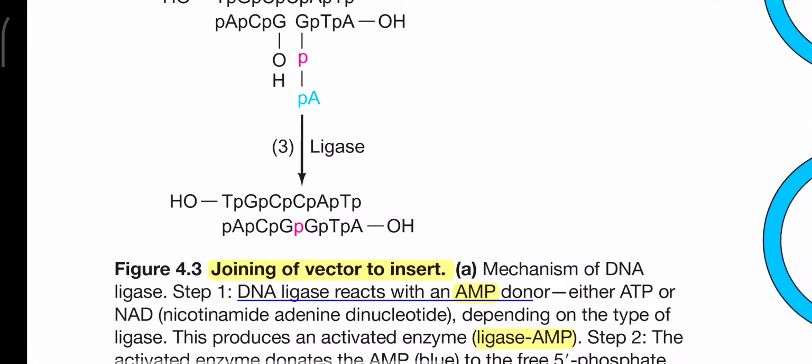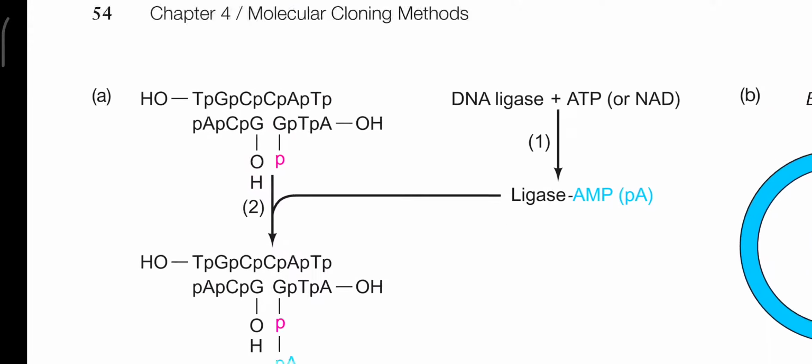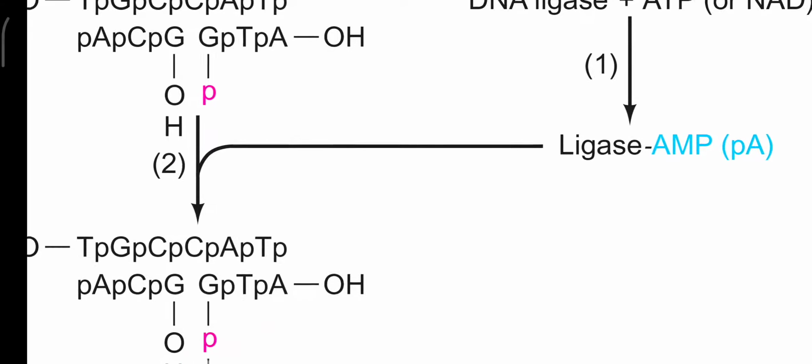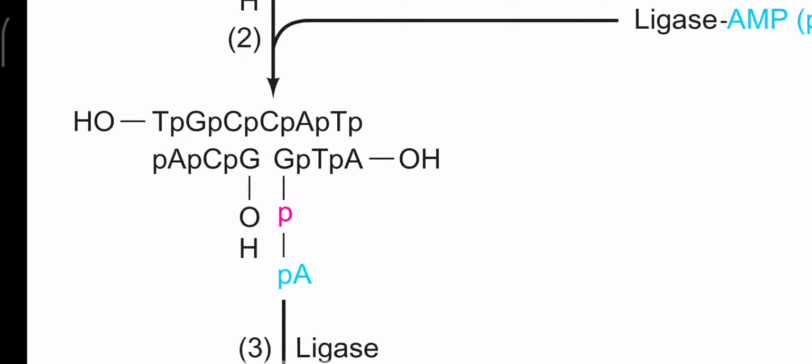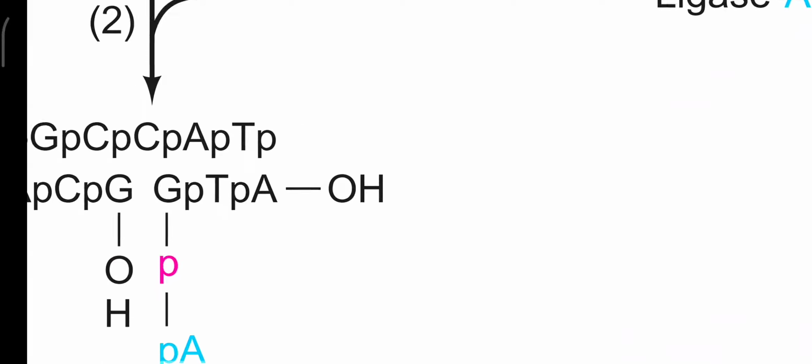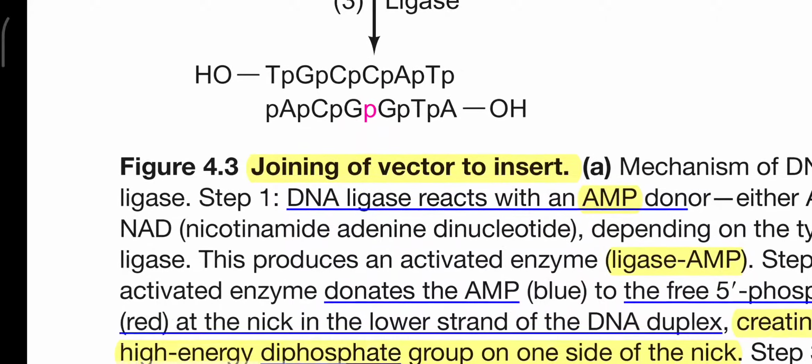Once it's done, it's ready to transfer that monophosphate group. Once it goes and attaches to the 5' phosphate region of the cut end, it transfers this monophosphate to that region. Once this bond forms between them, the ligase function begins.